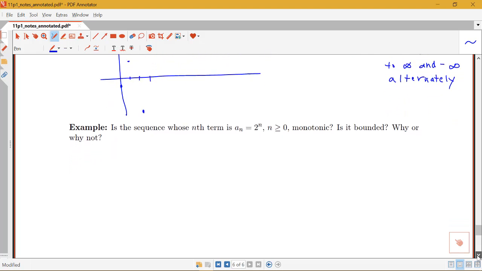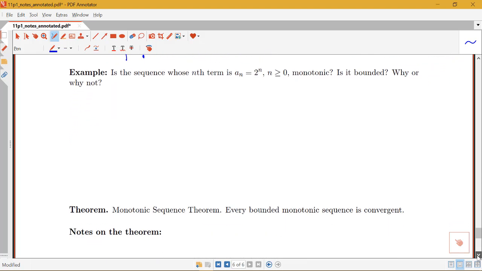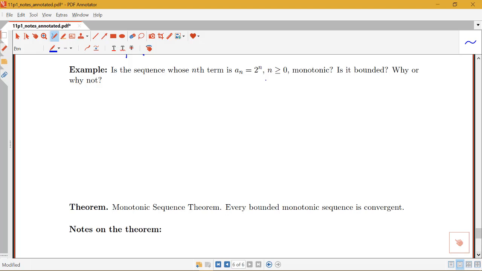So let's just look at one more example. Is a sequence whose nth term is a_n equals 2^n monotonic or bounded, and why or why not? Let's just write down what this sequence looks like. 2 to the 0 would be 1, 2 to the 1 would be 2, 2 squared would be 4. So this is our sequence here. Is this monotonic? Well, yes, it is monotonic. It looks like it's strictly increasing here.